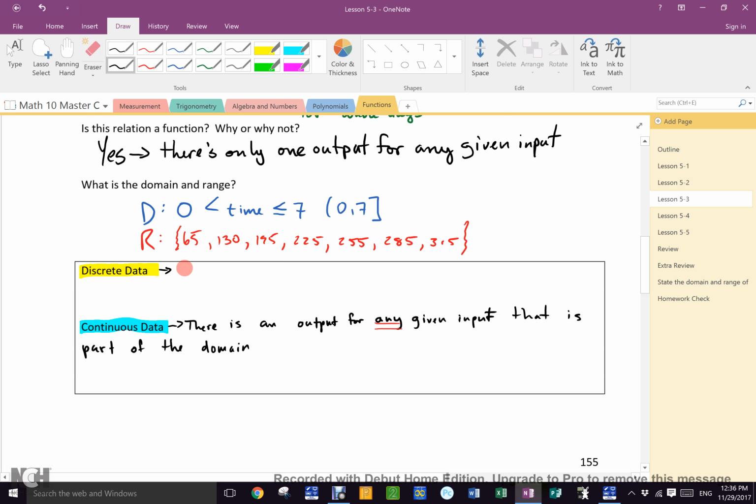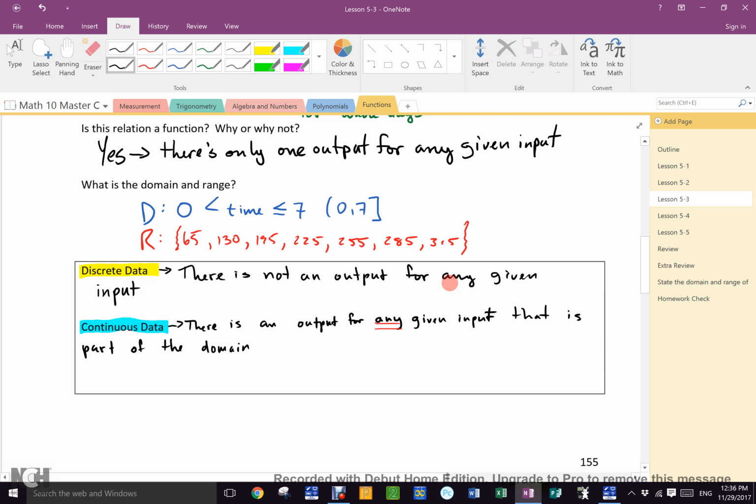Not every input. There is not an output for any given input.